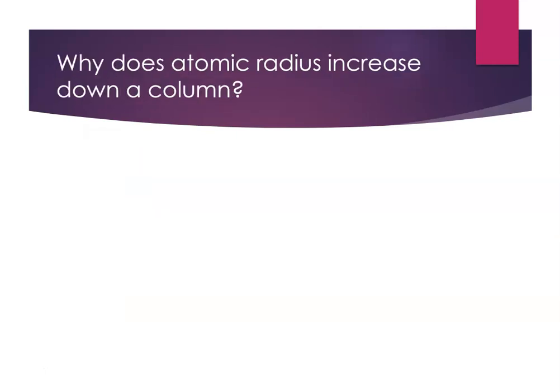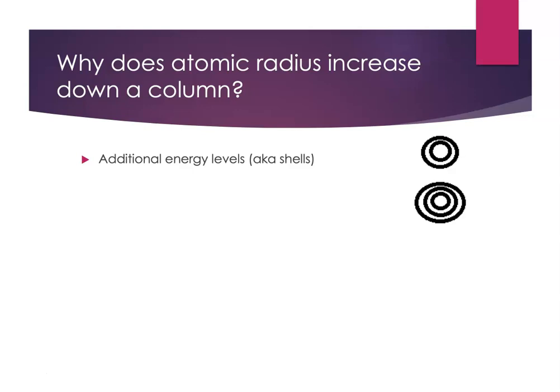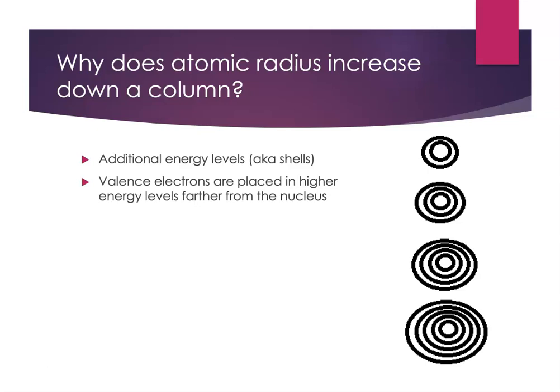Why is this? Well, it comes down to the fact that we're adding additional energy levels, or you may refer to these as shells, as you go down a column. So if we go from lithium to sodium, potassium, we're adding more energy levels, which means the valence electrons are in higher energy levels that are inherently farther from the nucleus.